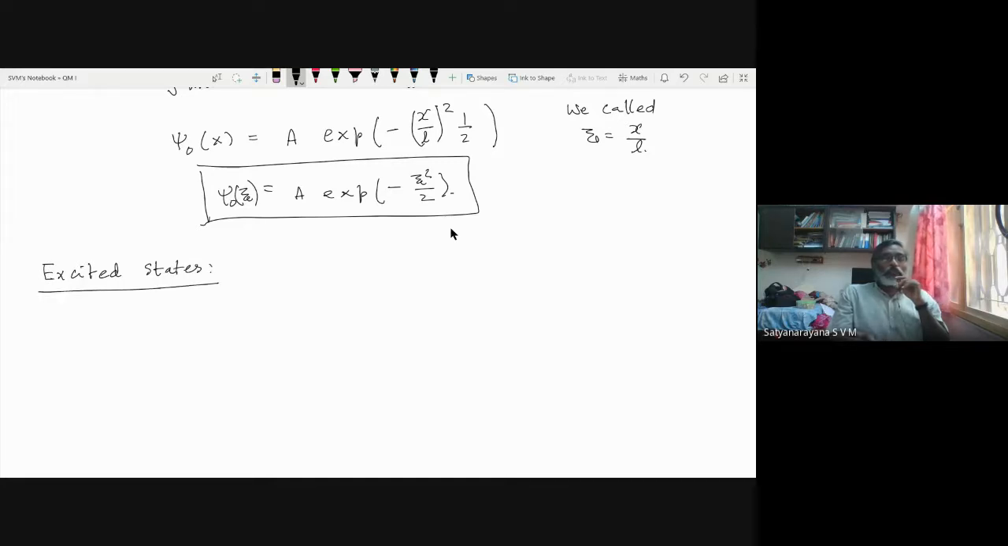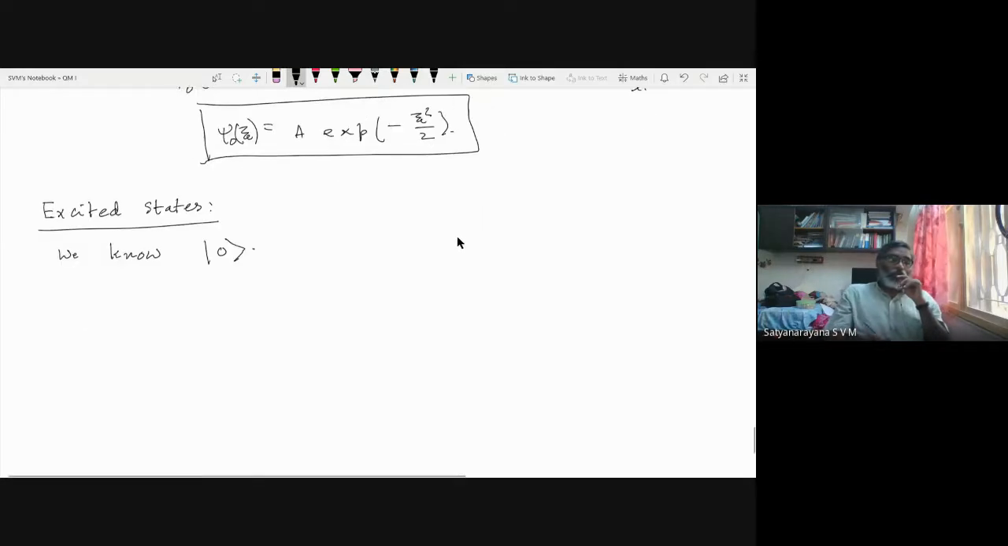Okay, first let us consider that we somehow know the ground state. Then how do I get my excited state? We use this relation: when A dagger acts on 0, you get square root of 1 into 1. So if I want to get the first excited state, I will have 1 by square root of 1, and square root of 1 is 1, so you will have A dagger acting on 0. So I operate A dagger on 0 to get 1.